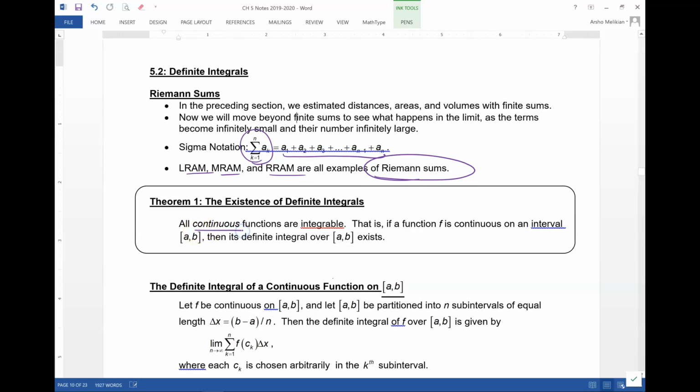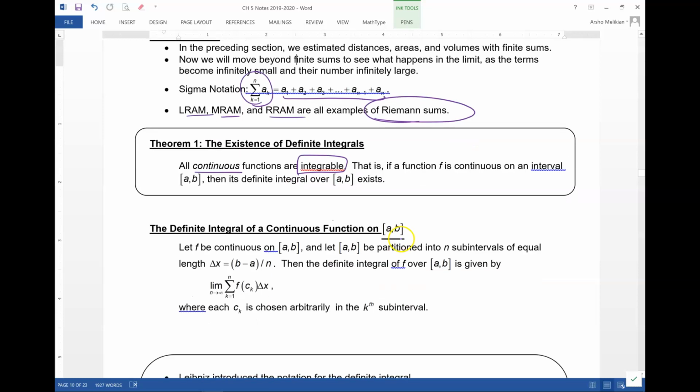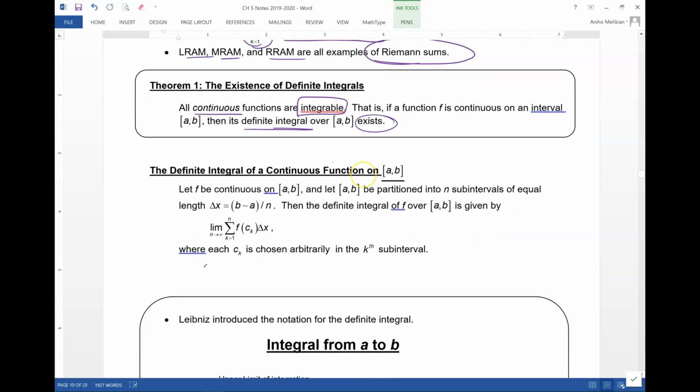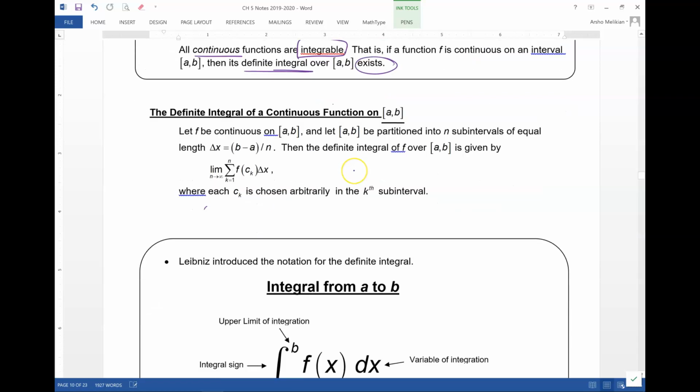Now let's talk about integrals. All continuous functions are integrable. This is the same idea as something being differentiable, but integrable, meaning you can take an integral over it. So all continuous functions are integrable, which means on an interval a to b, the definite integral will exist. But what is a definite integral? Let's define it.